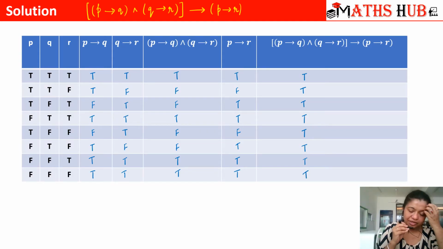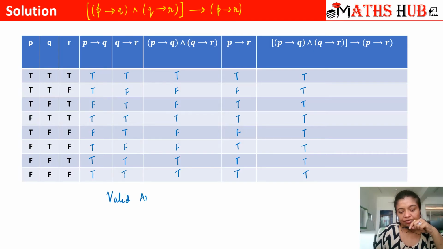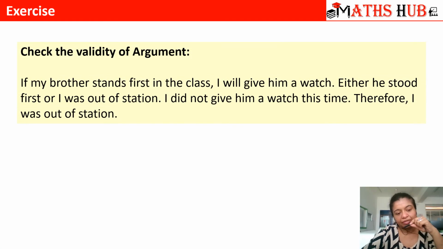So in the final outcome, the last column, all the truth values are coming out to be true. So that means if all the truth values are coming out to be true, the given argument becomes a valid argument, right? So I hope you have understood this, right? So now let's work out another question and see how to do it.